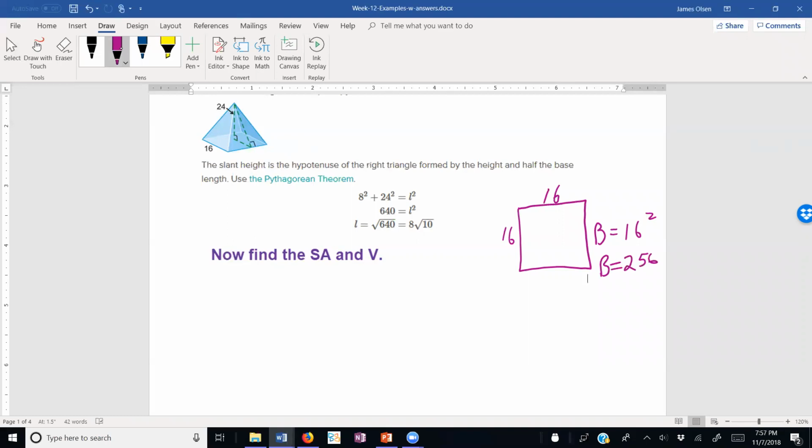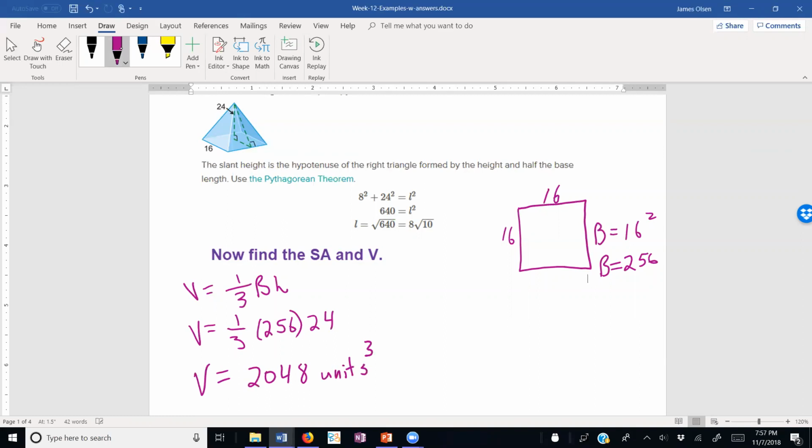Now you don't have to write that down if you don't want to, but if it's something like a triangle or a hexagon, you should write it down. I highly recommend that you write down the formula before you plug into it, and I recommend that you have your students do that. We usually plug in more correctly when we do that, and it helps us learn the formulas. So area of the base here is 256. The height was 24. Now run that into a calculator, and we get 2,048 units cubed. This is our volume.